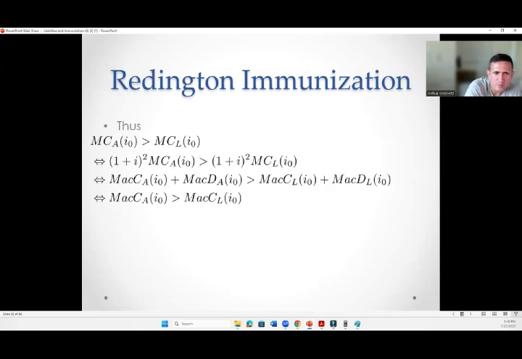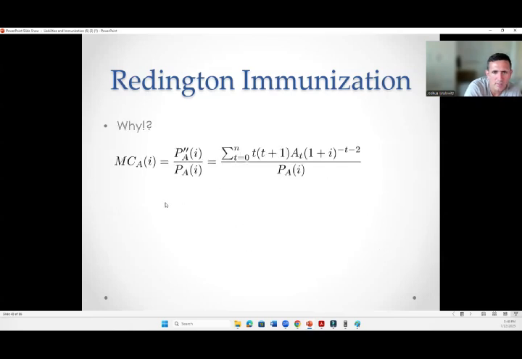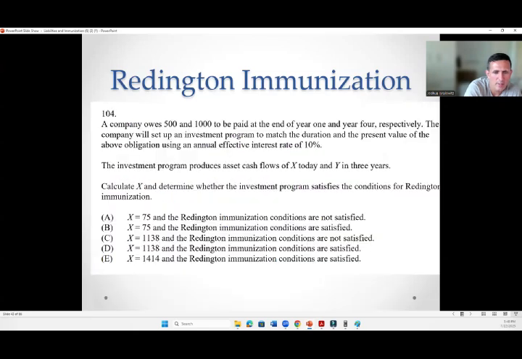Comparing modified convexity and Macaulay convexity, these two are bigger than each other precisely when these two are bigger than each other. If you're curious about it, let me know.